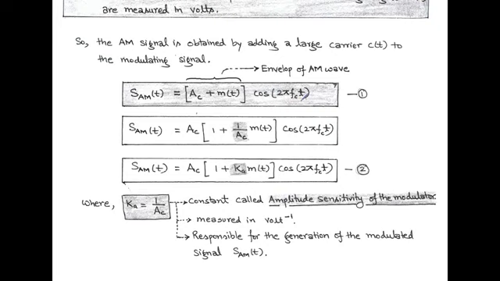Now using equation 1, we take A_c common, so within the bracket we get 1 + (1/A_c) m(t), into cos 2π f_c t. Here we get a new term, that is 1/A_c, and we call it k_a. This is called the amplitude sensitivity of the modulator, and this is a constant measured in volt inverse, because we know that the amplitude of the carrier is measured in volts. This amplitude sensitivity of the modulator is responsible for the generation of the AM wave.